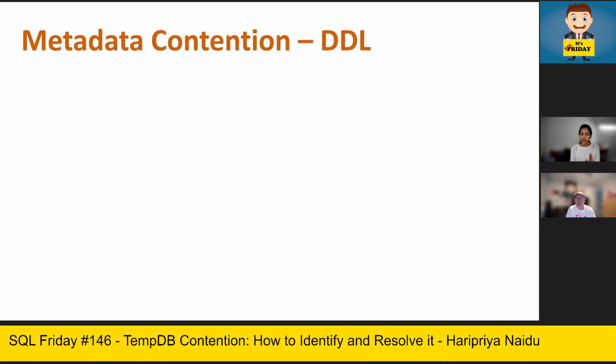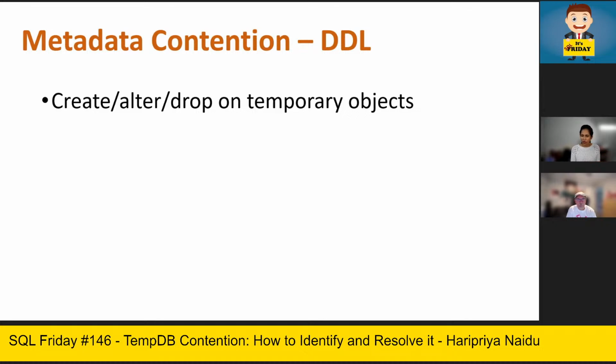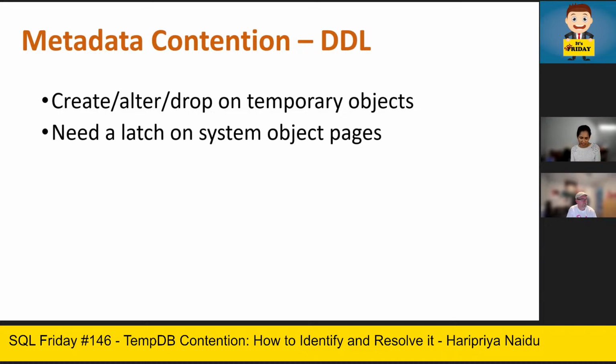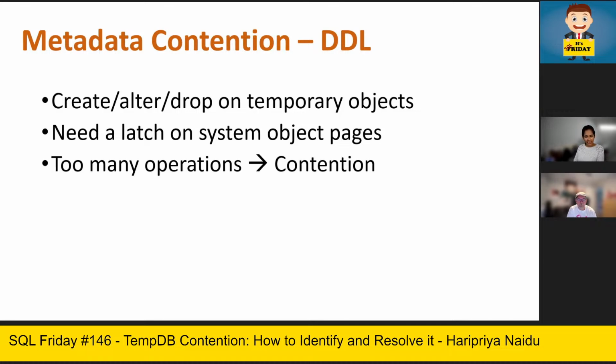Metadata contention is about create, alter, or drop, just the DDL operations, and they need a latch on the system object pages. The same concept: you have too many operations, they'll be waiting on the latch. That causes contention. The difference from the earlier type of contention is that there we wait for a latch on PFS, GAM, SGAM pages. Here we will be waiting for a latch on the system object pages. So that is the big difference. Now you know how this metadata contention occurs. Let's find out how to identify it.